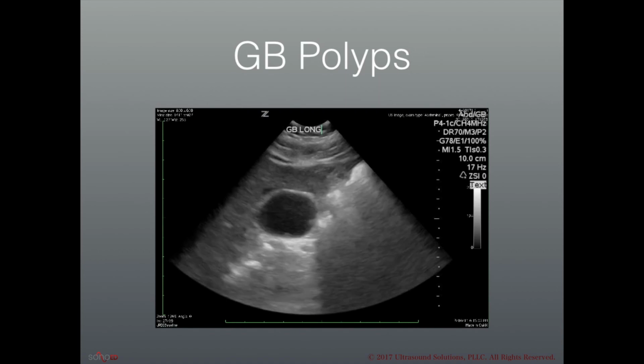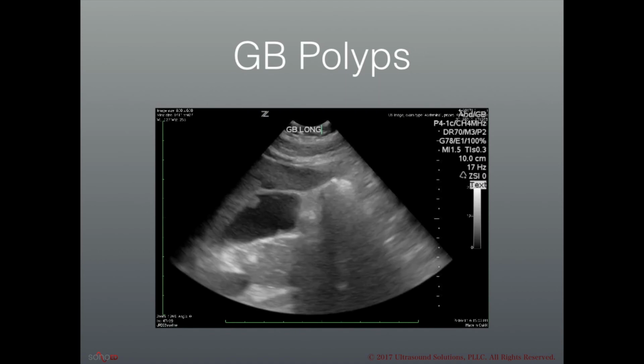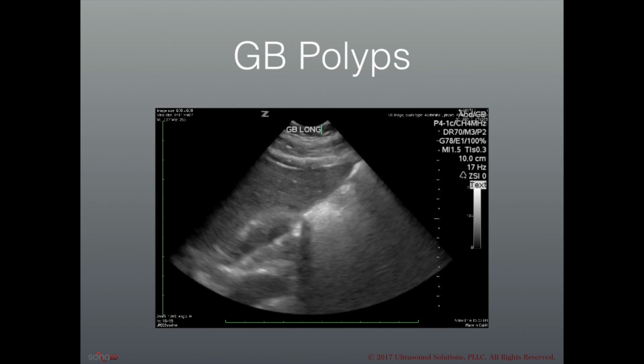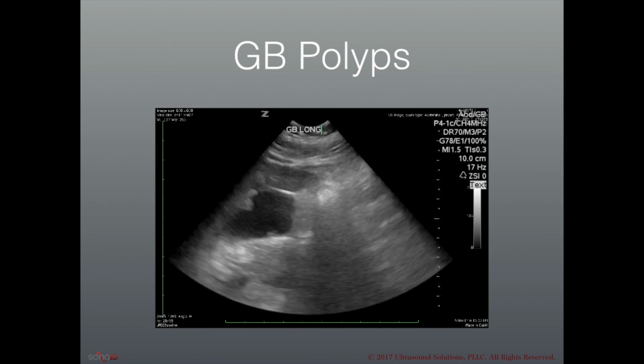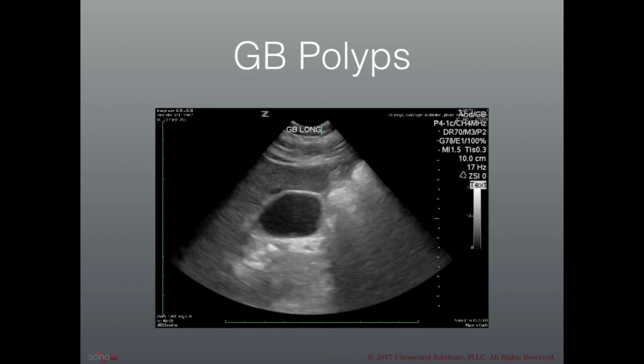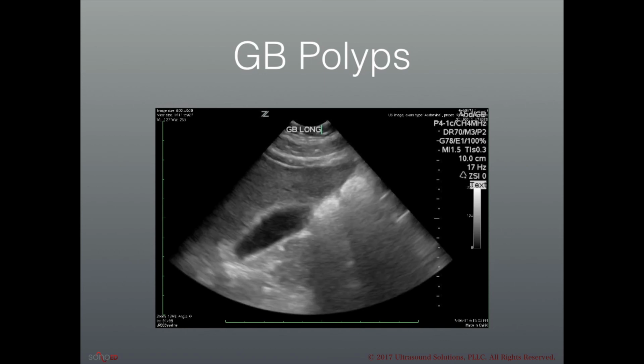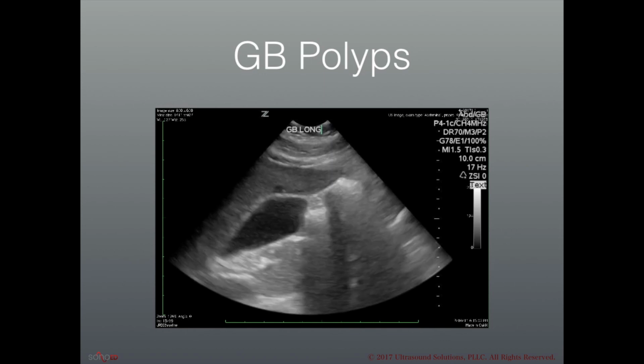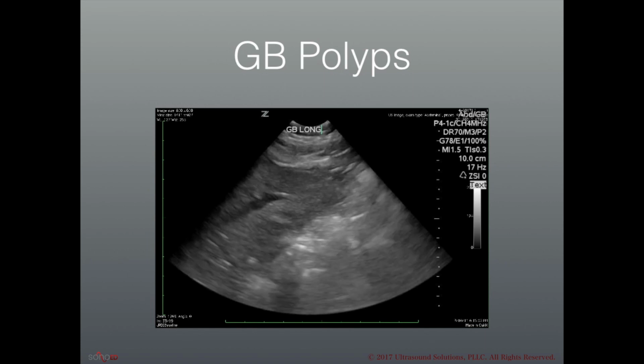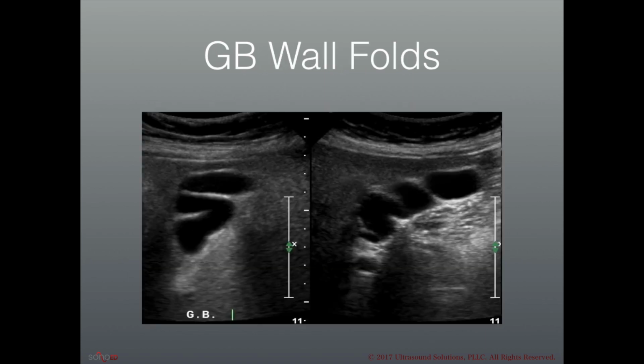Look closely at this video. You'll see two echogenic structures adherent to the gallbladder wall, but they lack any associated shadow, and because they're adherent to the wall, these are gallbladder polyps. Gallbladder wall folds are another very common finding, and these are benign and often congenital and are very frequently seen when performing this study.